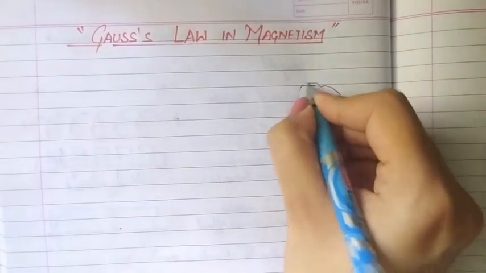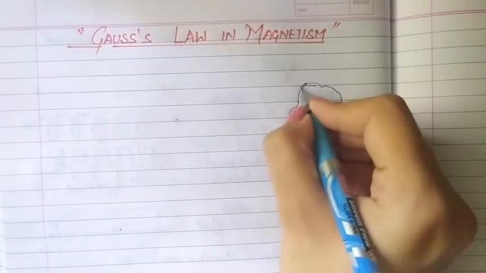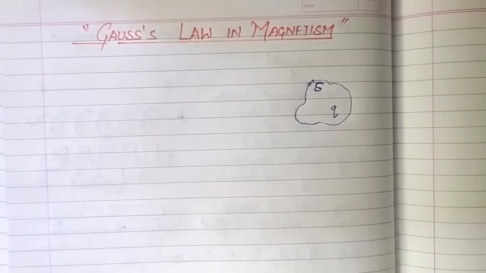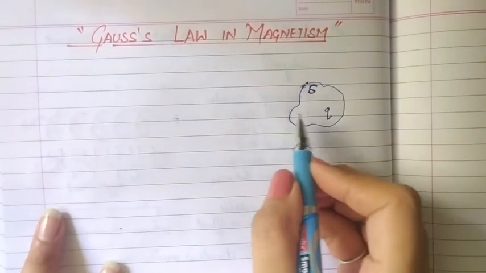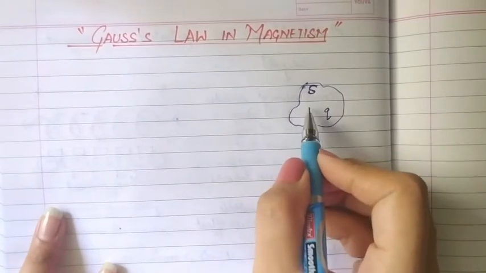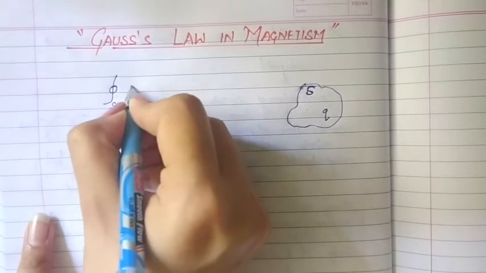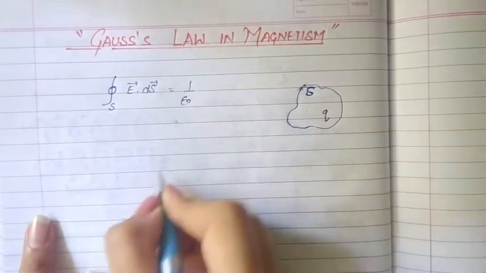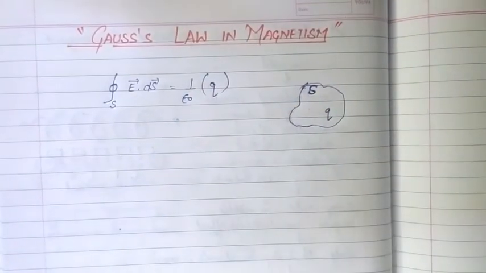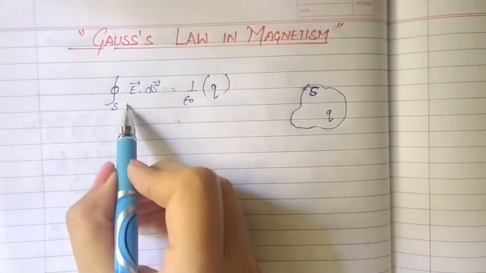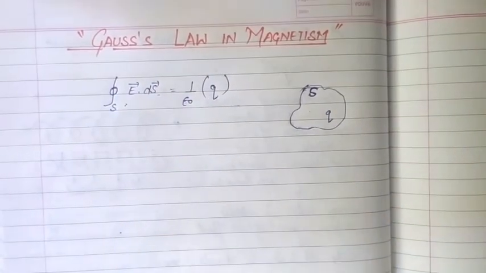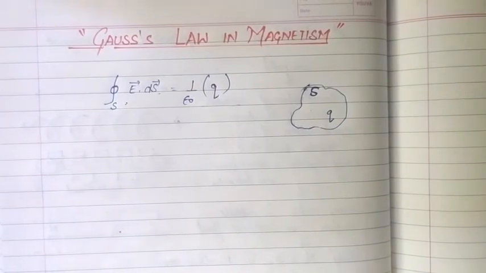Let me show you. If this is any closed surface, I represent it by capital S, and this surface encloses a charge capital Q inside it, then according to Gauss law in electrostatics, the surface integral of electric field E vector over the surface S is equal to 1 upon epsilon naught times the charge enclosed in it, and the charge enclosed is Q. So it can be given mathematically as the surface integral of E vector is equal to Q upon epsilon naught. This is the Gauss law that we have studied in electrostatics.